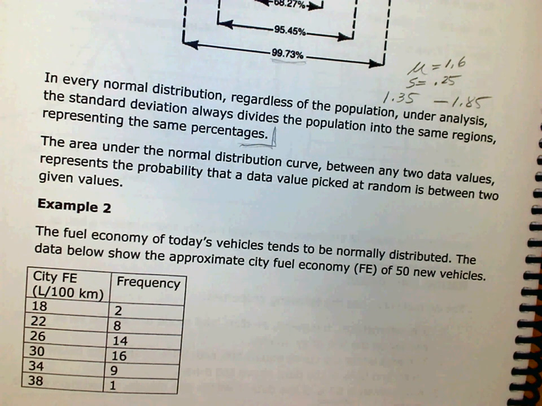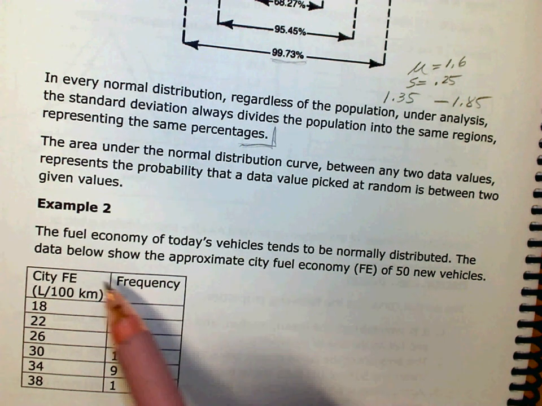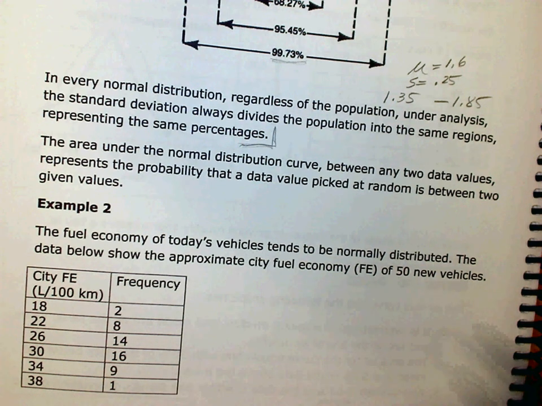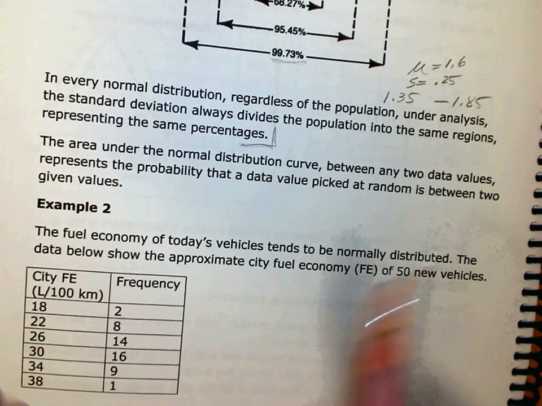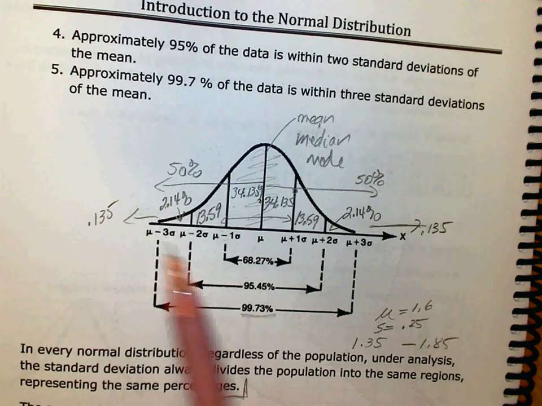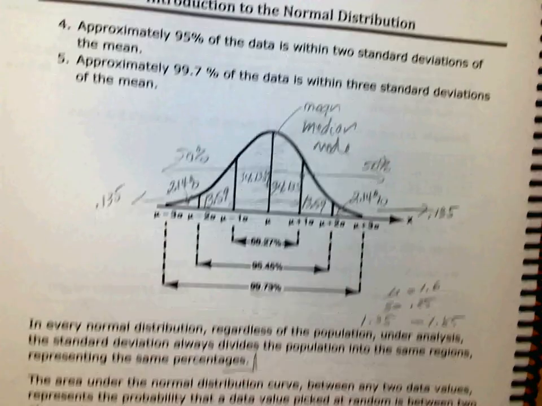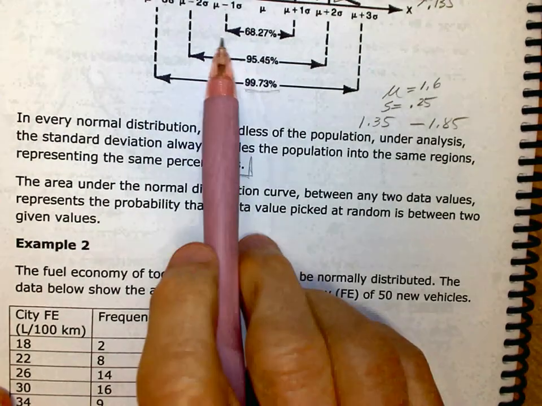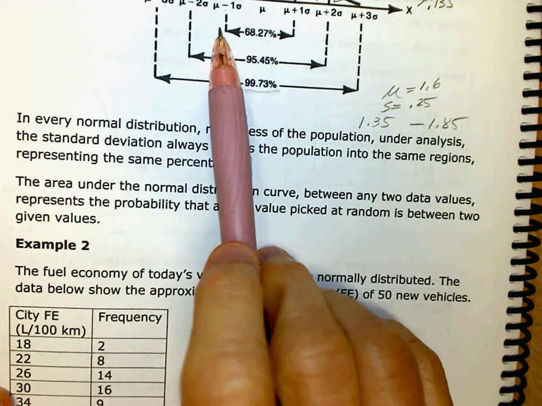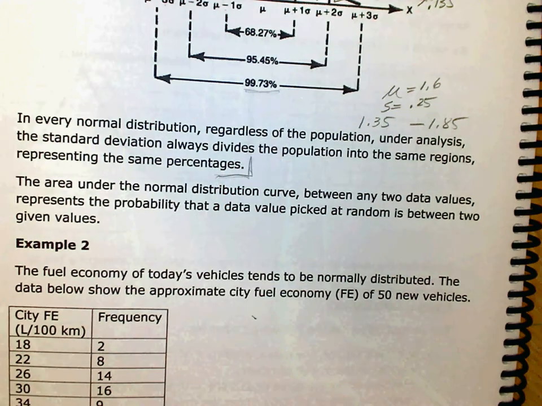Okay, so first we're going to calculate the mean fuel economy, and then we're going to calculate the standard deviation. We're going to need that before we can start applying the normal distribution to this, okay? We need to know the standard deviation, right? Because the normal bell curve is divided by standard deviation. So let's calculate the mean.